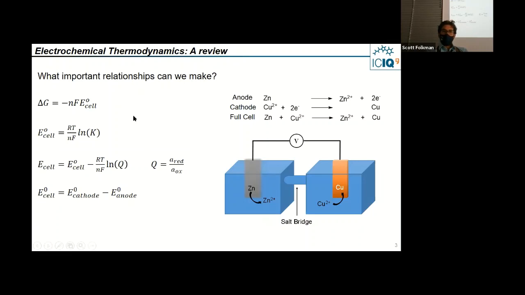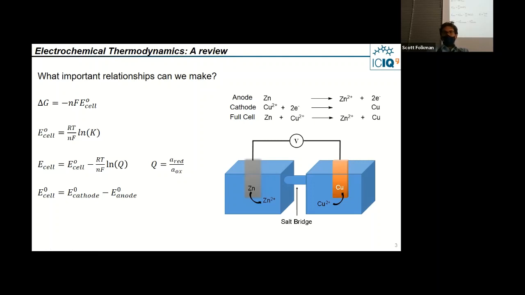So a quick review, we talked last week about the thermodynamics of electrochemistry, including the relationship to the Gibbs free energy, the standard potential of a cell, and the Nernst equation, which relates the ratio of the reduced and oxidized species to the non-standard potential of a cell. And then we related the potential of the cell to the standard potential of a reaction at the cathode and the standard potential of a reaction at the anode.